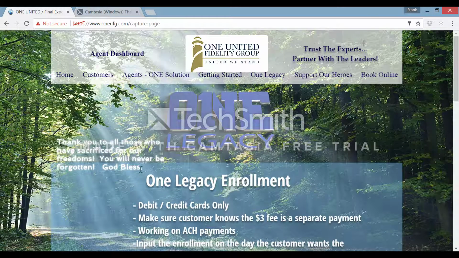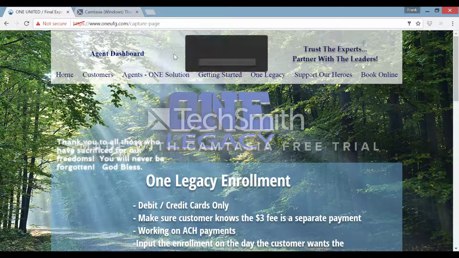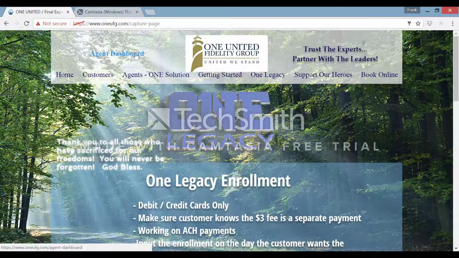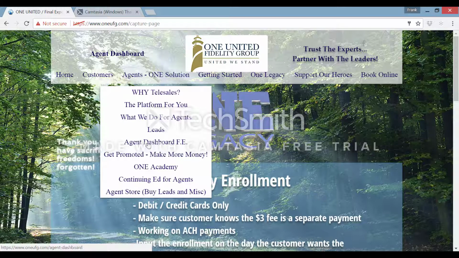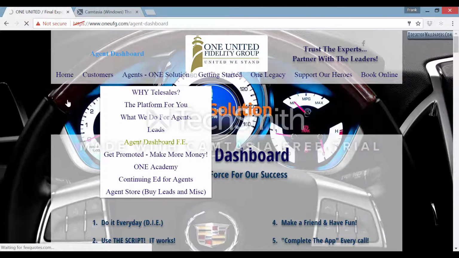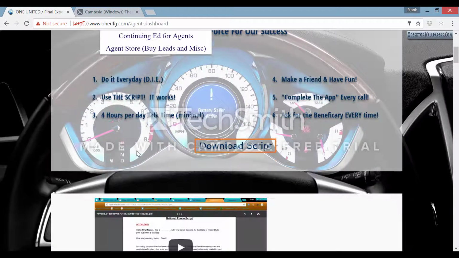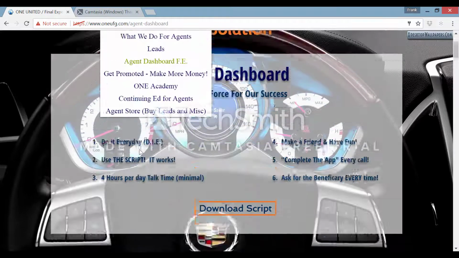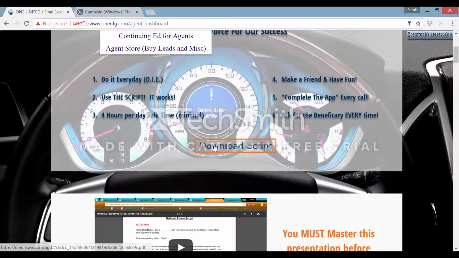To get back to the agent dashboard, that's why we have it on the header here. You can either click here, or the old way, you go to the Agent One Solution tab, and then agent dashboard right here. We think it's a lot easier to have it right here, since this is mainly an agent dashboard and that's where you guys spend most of your time. We planted it right there in the header for you, so you can always get to it real quick.